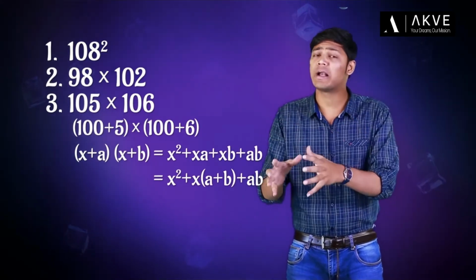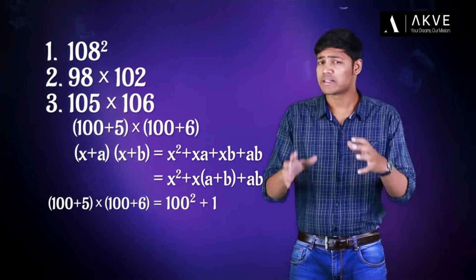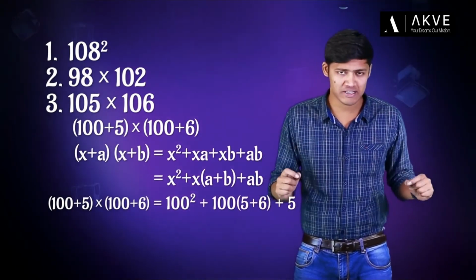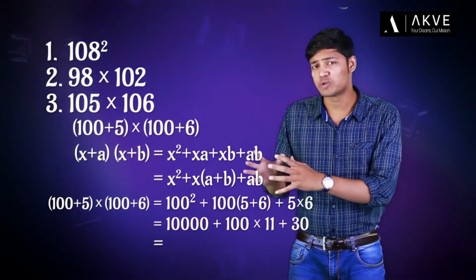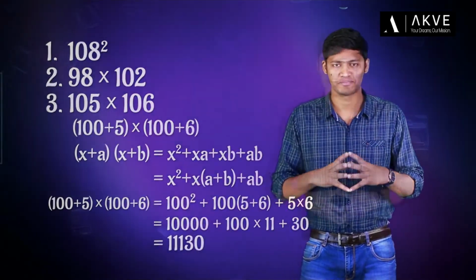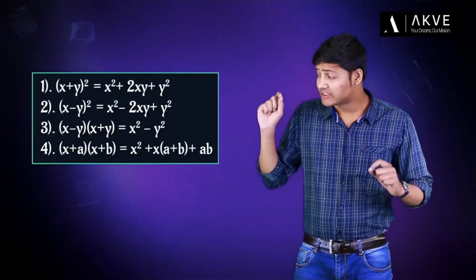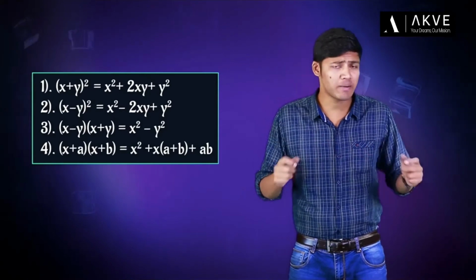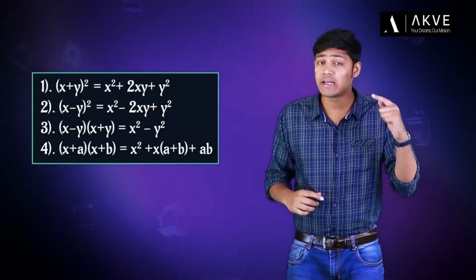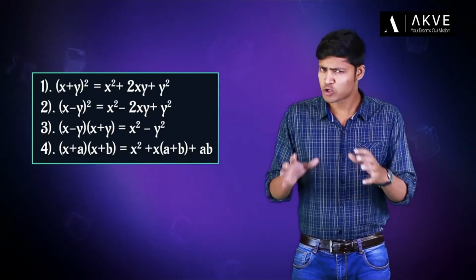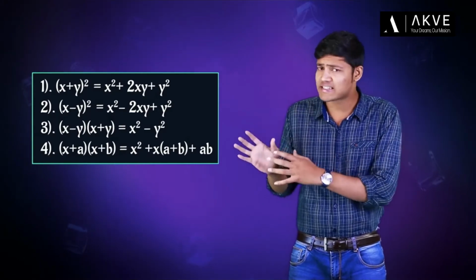So, 105 × 106 will be equal to 100² + 100 × (5 + 6) + 5 × 6, which is nothing but 11,130. So, these are the four identities. Now, these identities, apart from helping in simplifying the calculations, will also help us in deriving further identities. So now, let's derive some more identities with the help of these identities.